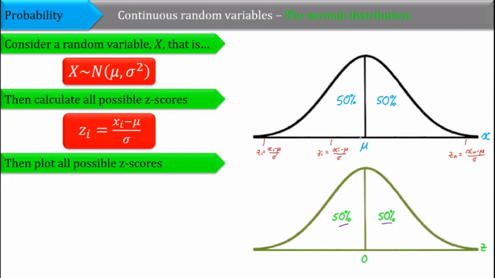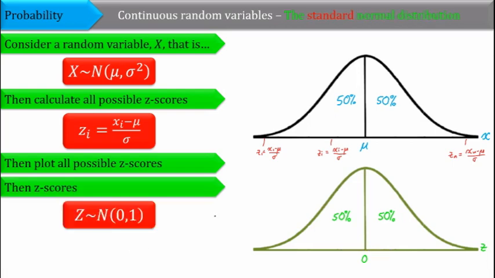And the reason for this is because below mu we have 50% of the actual data, and above mu we have the other 50%. So this means that in terms of z-scores, below 0 we will have 50%, and above 0 we will have 50%. Now it actually works out that when we plot our z-scores, the z-scores have a normal distribution. That's why it's bell-shaped, unimodal, and symmetrical. And the parameters for the z-scores are 0 and 1. In other words, the mean is 0 and the standard deviation is 1.